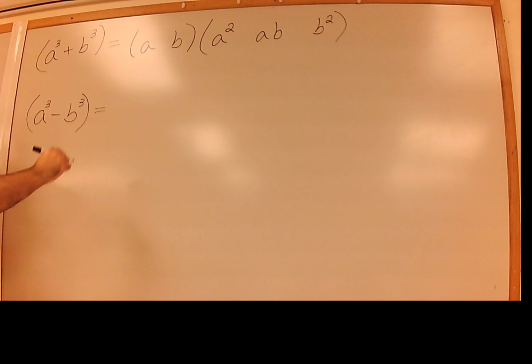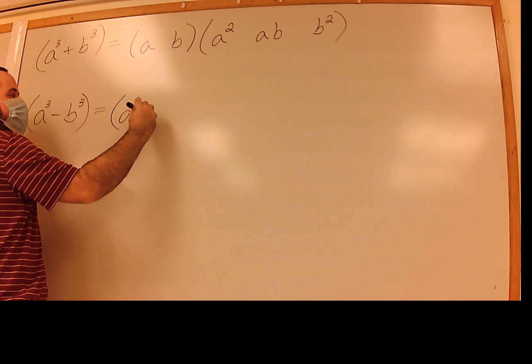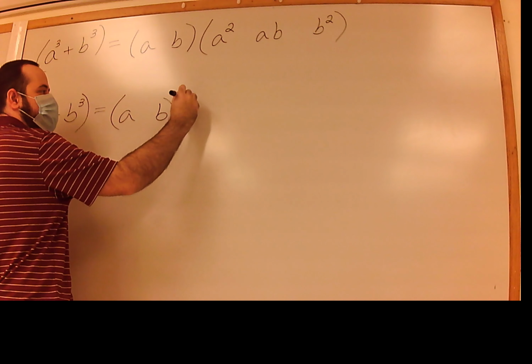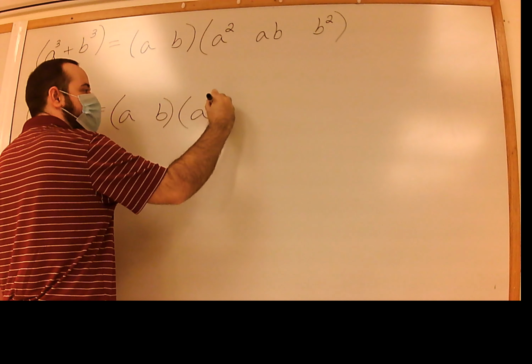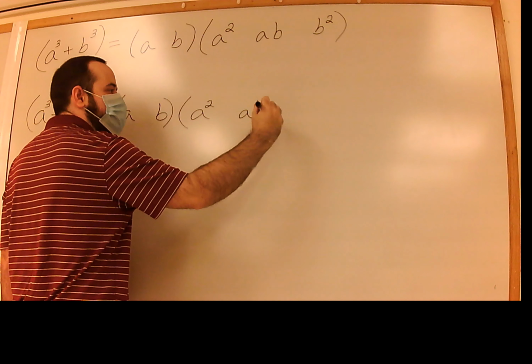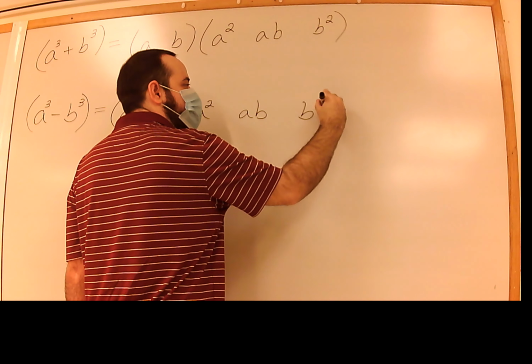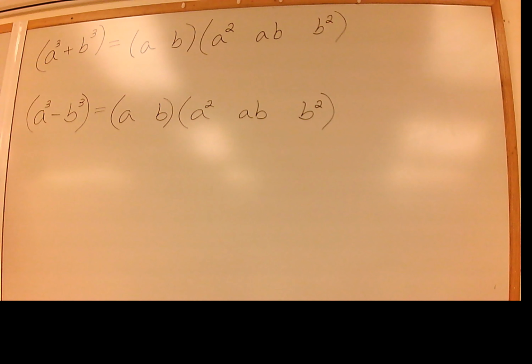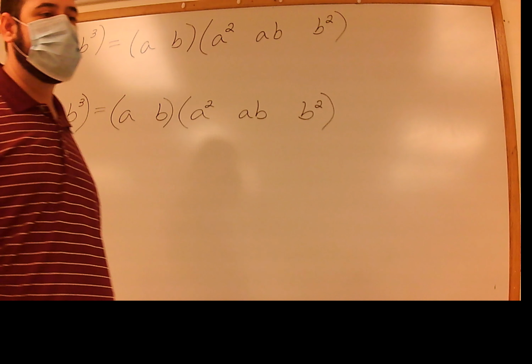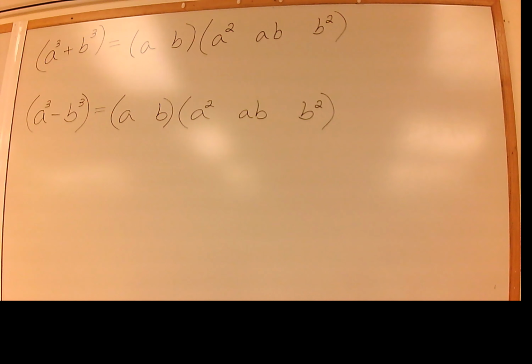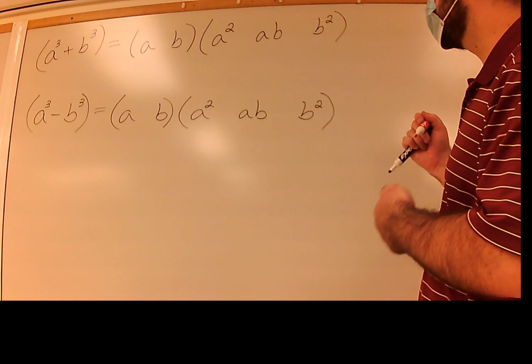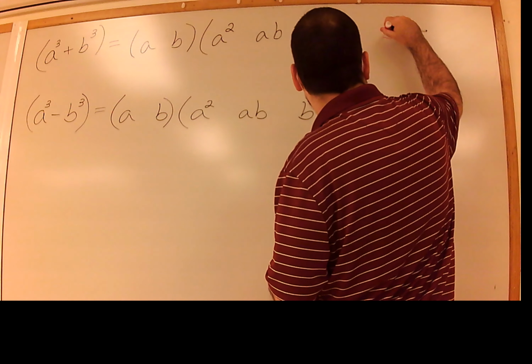So they're both going to look like this. We've got an A and a B in the first set of parentheses, and then we've got A squared, AB, and B squared. And then it's the signs that'll mess you up. So for the signs, you need to remember.